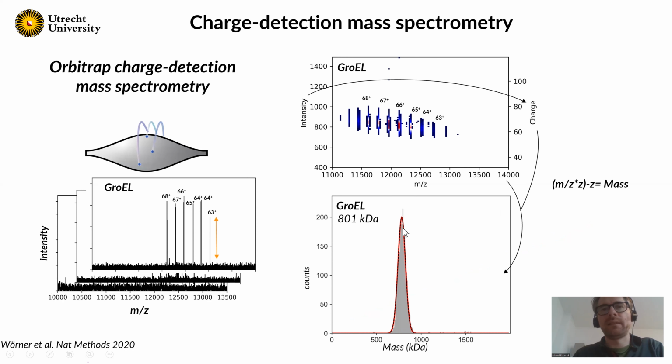We can see that the average of all these GroEL masses we now measure is again about 800 kilodaltons. There's a bit of uncertainty in the intensity that comes with carrying a certain charge, so we can also see in the width of the distribution that there's a bit of variety, but overall the average mass is about 800 kilodaltons. So that seems to work nicely.